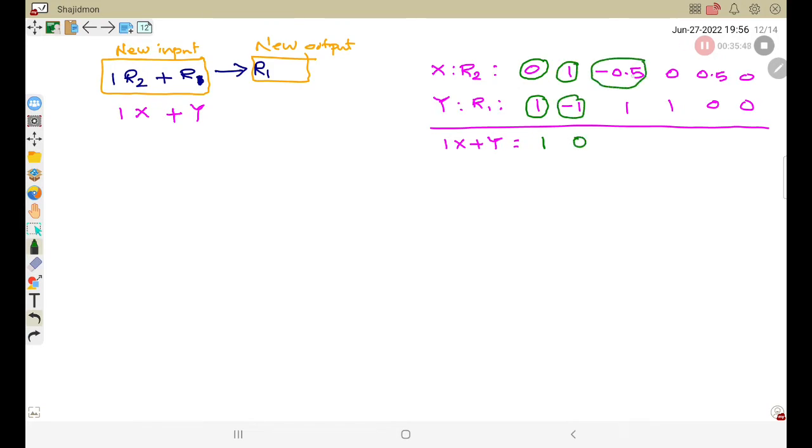Then calc minus 0.5 and 1, correct? Minus 0.5 and 1. That means you will get the number again, 0.5. Then calc 0 and 1, you will get 1. Then calc 0.5 and 0, 0.5, then 0. So this is the new first output row.